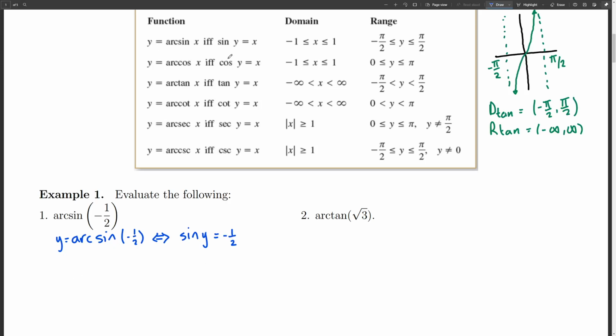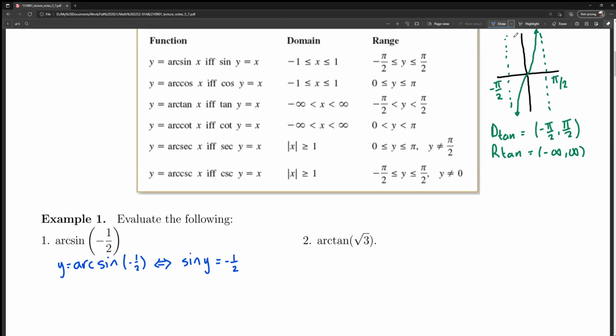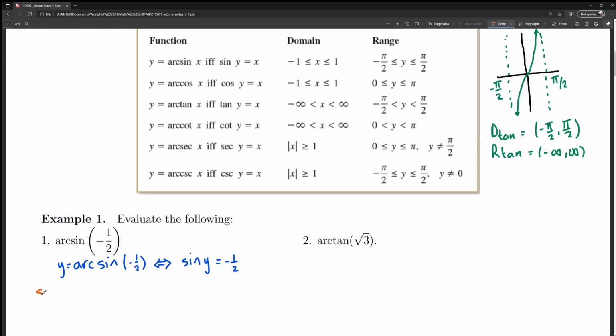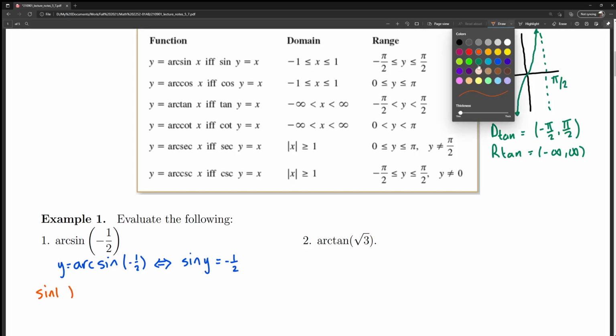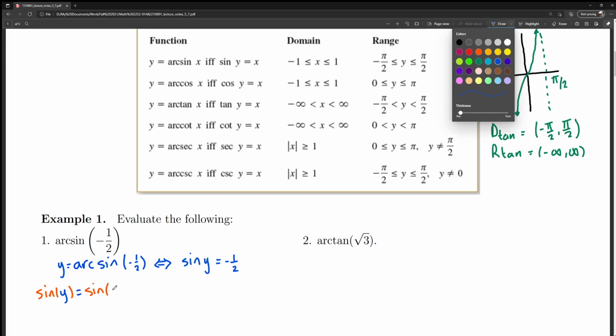Now, you can memorize this definition. You can also think of it as, well, sine and arcsine are each other's inverses. So what I can do here is I could take sine on both sides, and then take sine of y equals sine of arcsine of negative 1/2.